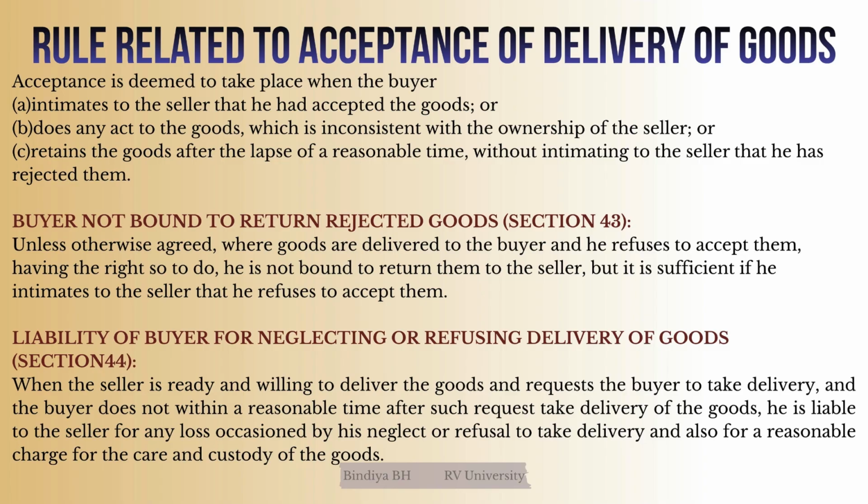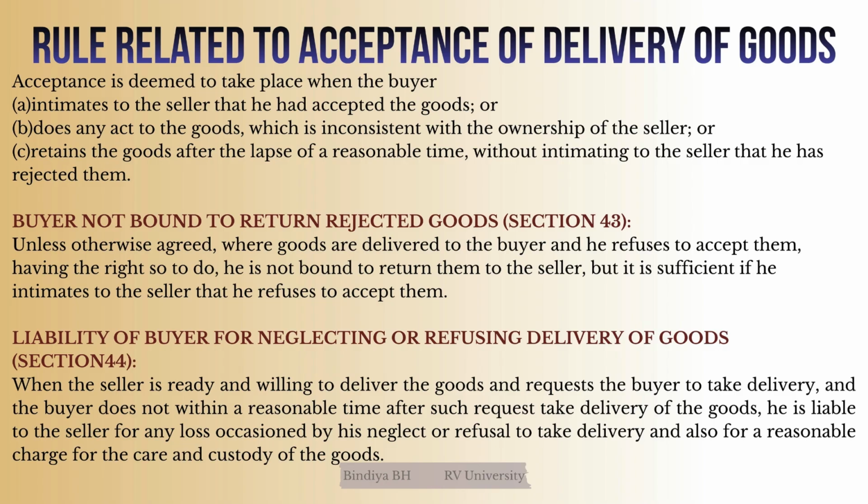Now comes the buyer's responsibility. The seller is not required to send goods on his own unless the buyer applies for delivery. So the buyer must make a request or demand for delivery. For example, if B buys goods from A but never informs A to deliver them, A is not at fault for non-delivery. So delivery is a two-way responsibility.